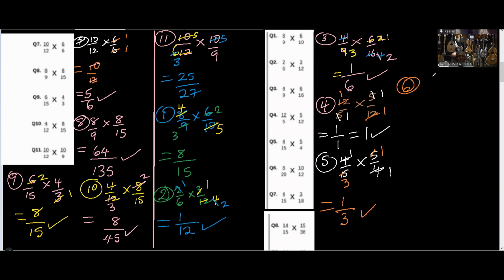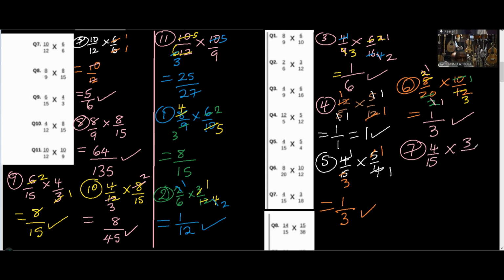For number 6, we have 8 over 20 times 10 over 12. So 4 can divide 8 and 12: 4 here 2, 4 here 3. 10 can divide 20, right? 10 here 1, 10 here 2. 2 can divide 2, yes or no? Yes. So 2 here 1, 2 here 1. What number is left at the top? 1 times 1. And at the bottom, 1 times 3. Is that clear? Yeah.